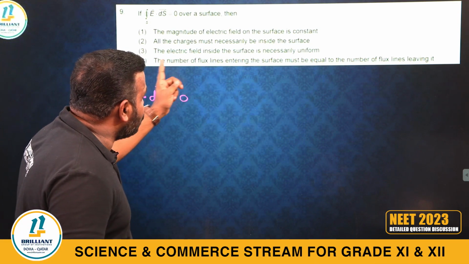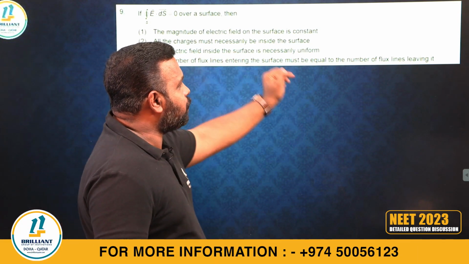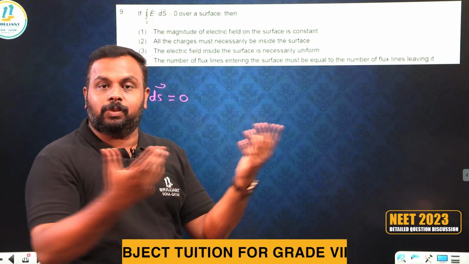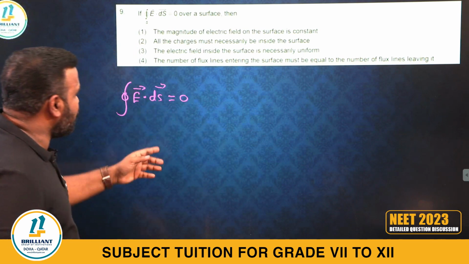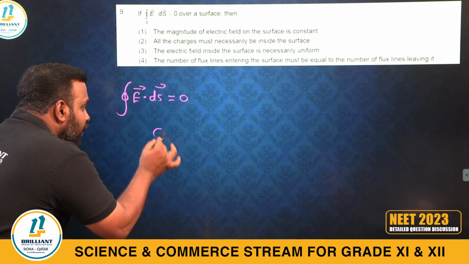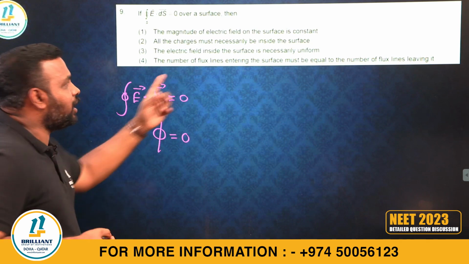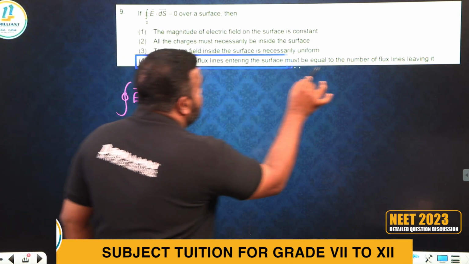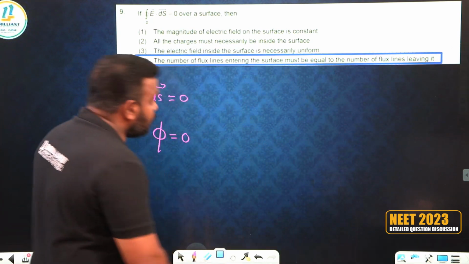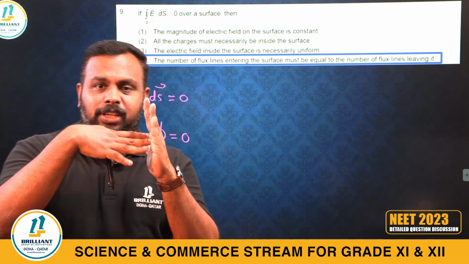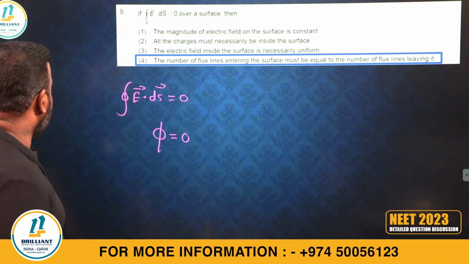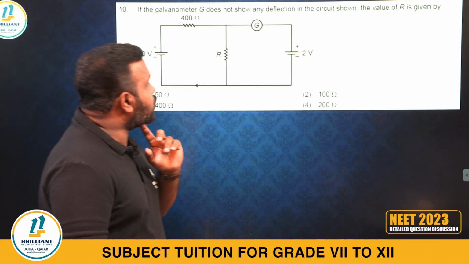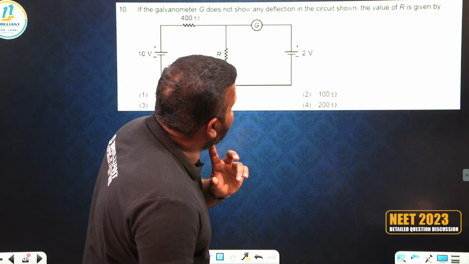Look at the option 4. The number of flux lines entering the surface must be equal to the number of flux lines leaving it. So 5 lines are entering, 5 lines are leaving. What is the net flux? It's equal to 0. So that's the same situation. Integral E dot ds is 0 means phi is equal to 0. So phi is 0 in the fourth option. So the answer is fourth option. This is the right answer for the question. Okay, number of lines entering is equal to the number of lines leaving. Going to question number 10. If the galvanometer G does not show any deflection in the circuit, then the value of R is given by.